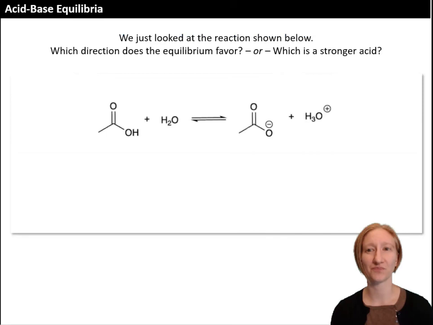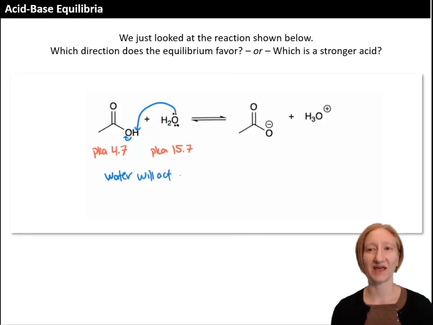What you should find is that the pKa of acetic acid is 4.7, and the pKa of water is 15.7. The lower pKa indicates the more acidic species, and so acetic acid is the acid in the reaction. We'll draw in our arrows, and we'll also just note the pKa for the hydronium ion, which is very acidic and has a pKa of -1.7.